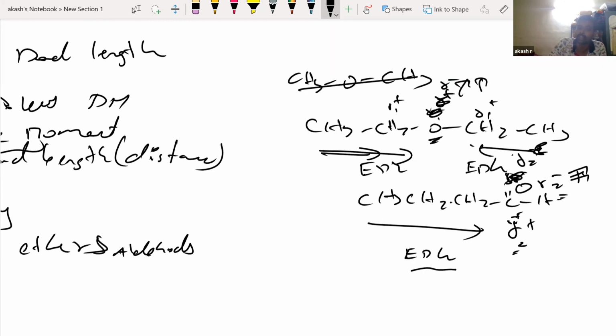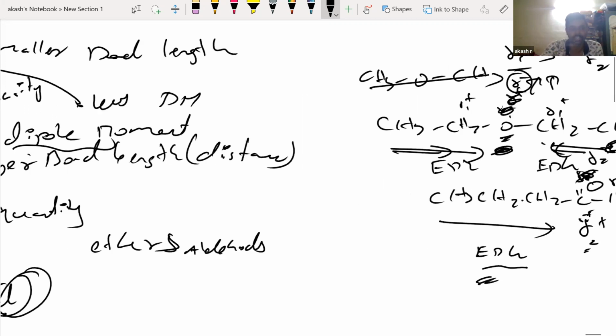Why? Because on both sides I have electron donating groups. In this case, I have only one electron donating group. So obviously, if I compare delta 1 negative and delta 2 negative, delta 1 negative is greater. That is, the ether's delta 1 value is greater. Why? Because the electron donating groups increase the negative charge. So electron donating groups increase the negative charge. Whenever I have more charge, that means more polar and thereby a higher boiling point.